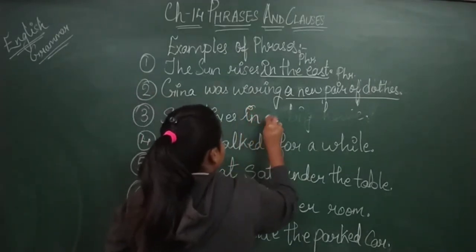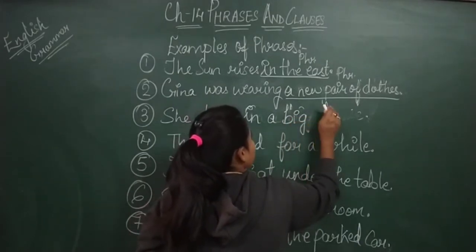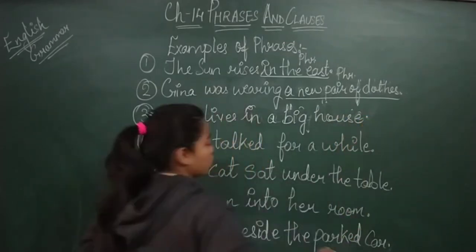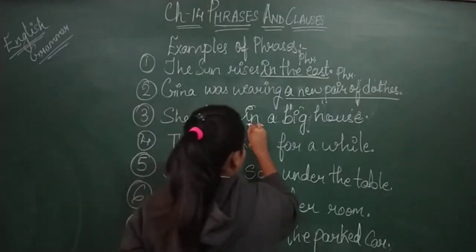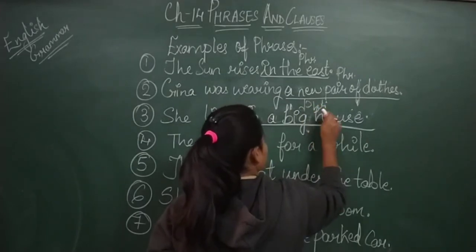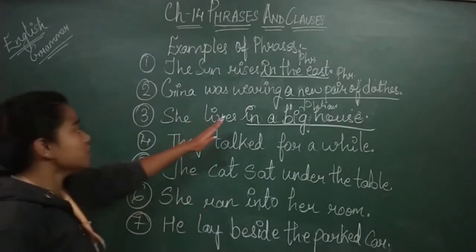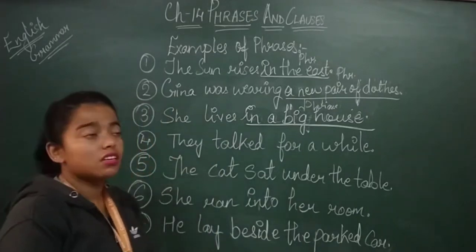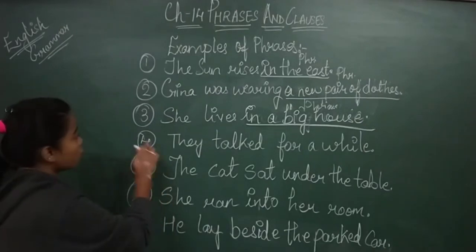She lives in a big house. She lives in a big house. So "in a big house" is a phrase because it is completing a sentence. It is making a complete sense in this incomplete sentence. Right?